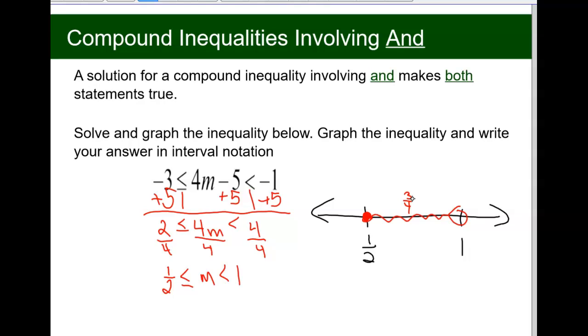Now, what is interval notation? Interval notation is a way to show this number line. Since it can be 1/2, I'll put a bracket there because it could be at 1/2 and mark my boundary. And then this interval is going to go all the way to 1, but it can't be 1, so I use a parenthesis.